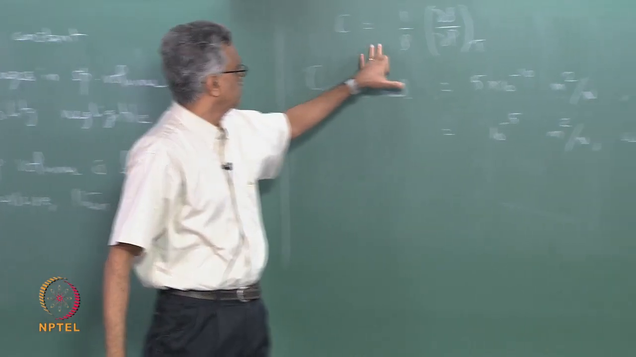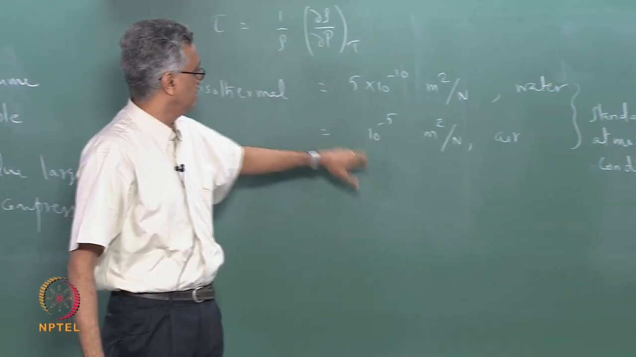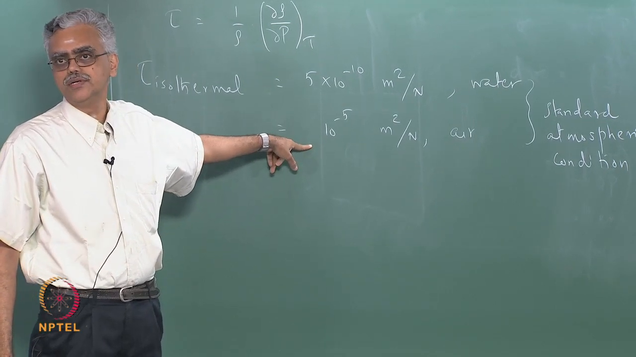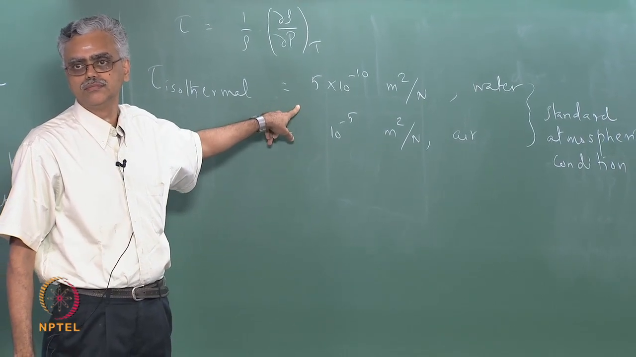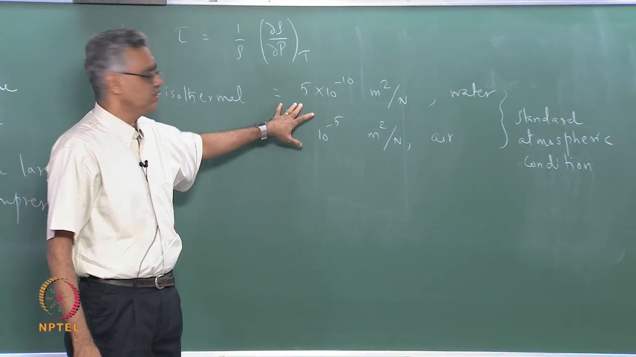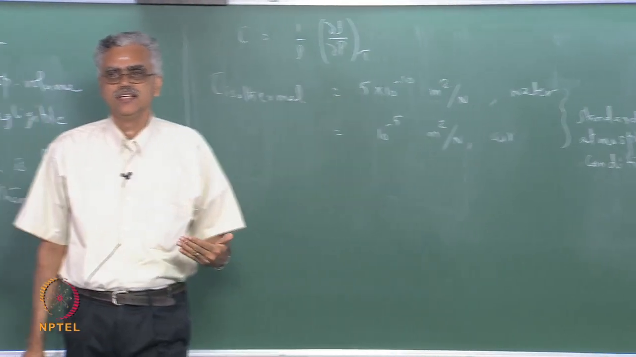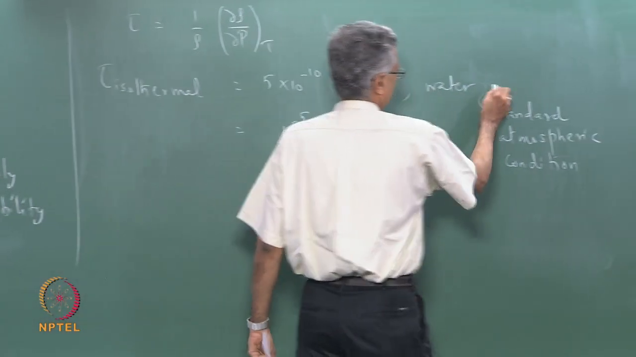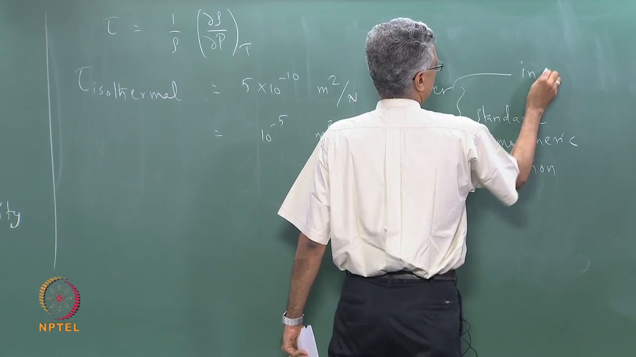So if you calculate this quantity for water and air, you see that for air the number is 5 orders of magnitude more than that of water. So it is clear that water can be essentially treated as incompressible, right? So if your working fluid is water, then we can essentially treat it as incompressible.